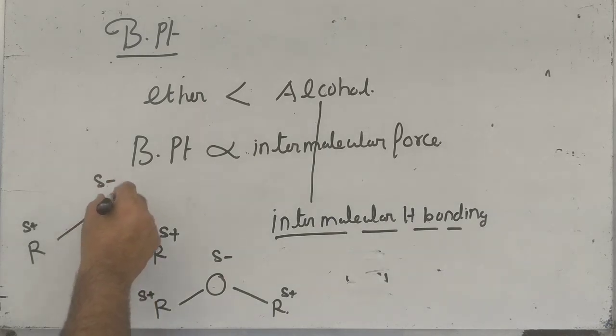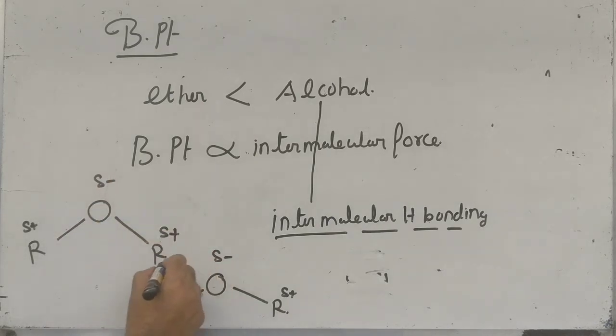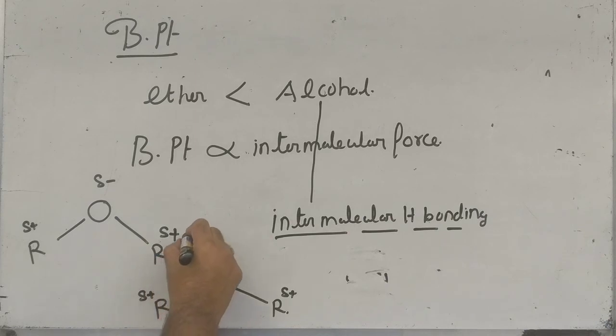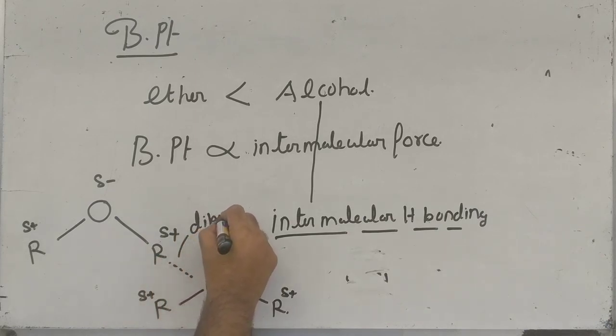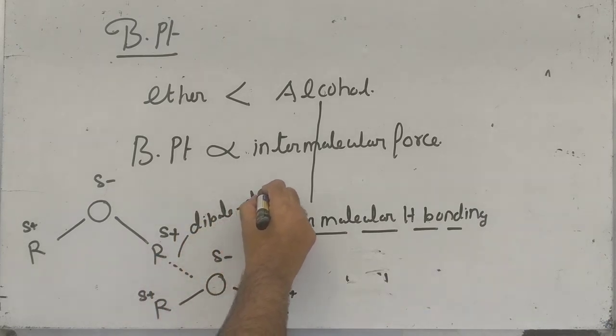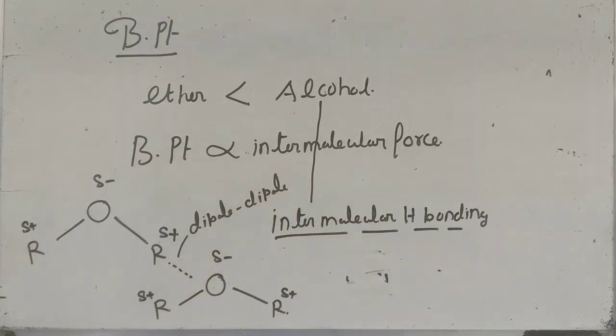But it is polar, it has a dipole. So positive and negative will attract. This type of interaction is called dipole-dipole force of attraction. But definitely that is weaker than hydrogen bonding. Since dipole-dipole attraction is weaker than hydrogen bonding, alcohols have a higher boiling point as compared to their isomeric ethers. I've already told you alcohols and ethers are functional isomers.